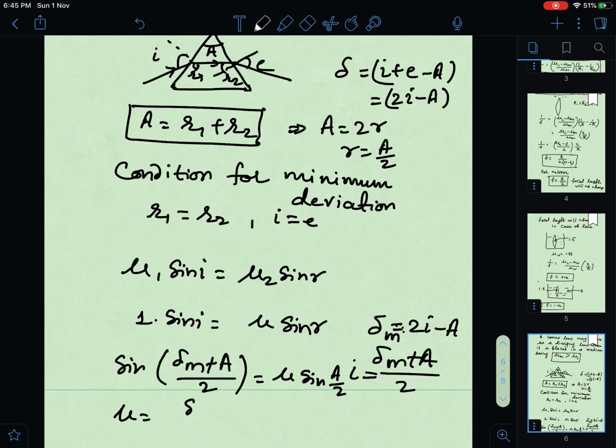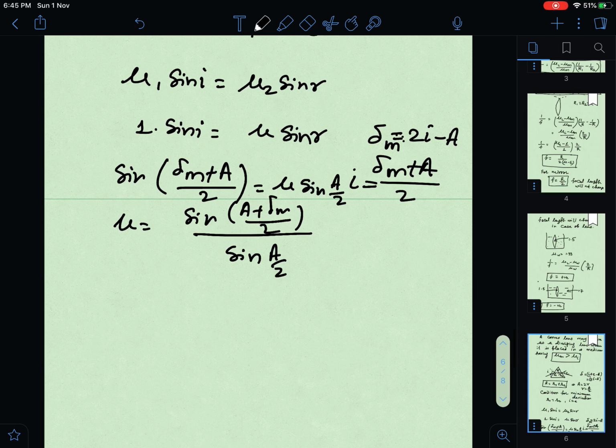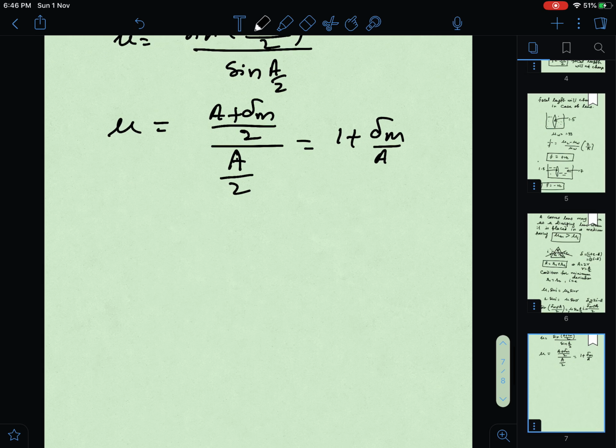So mu can be written as sine of A plus delta M by 2 upon sine A by 2. And if the prism is a very thin prism, then sine theta is approximately equal to theta. Mu can be written as, A by 2 cancels, 1 plus delta M by A. So delta M can be written as mu minus 1 into A.